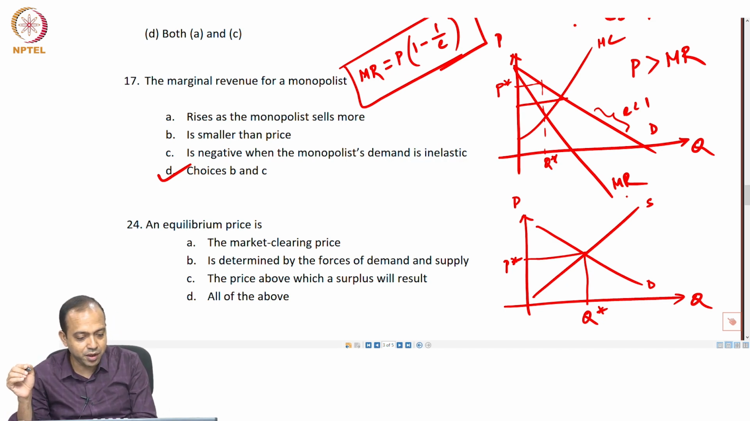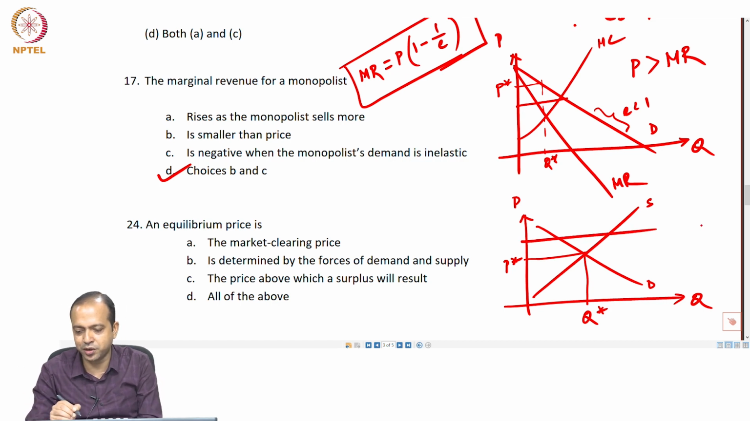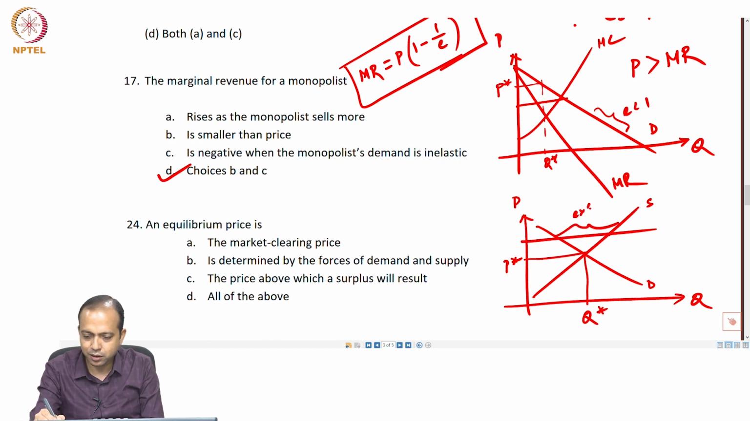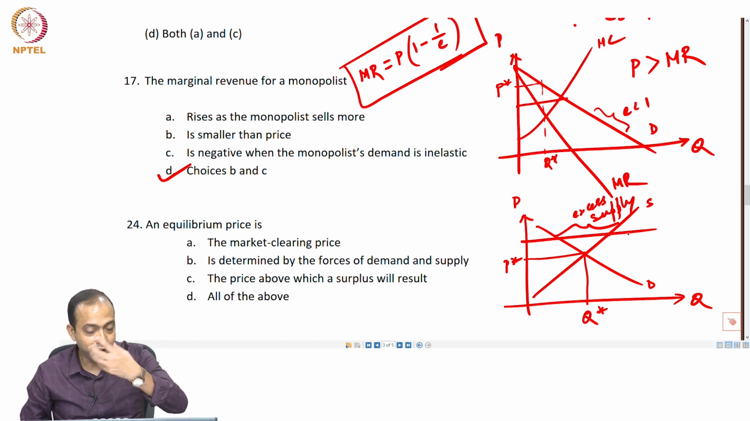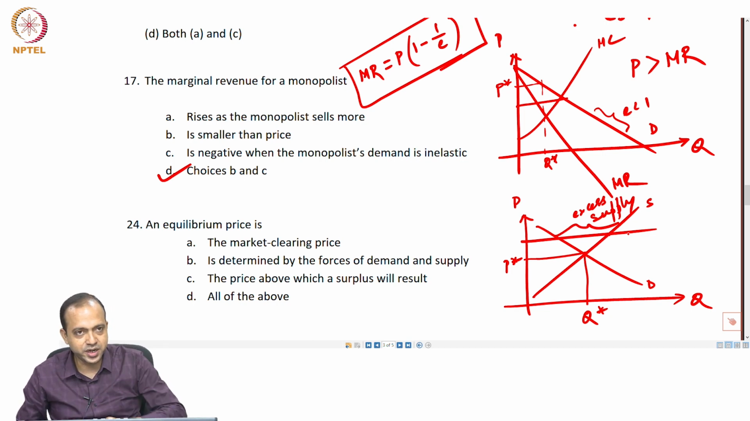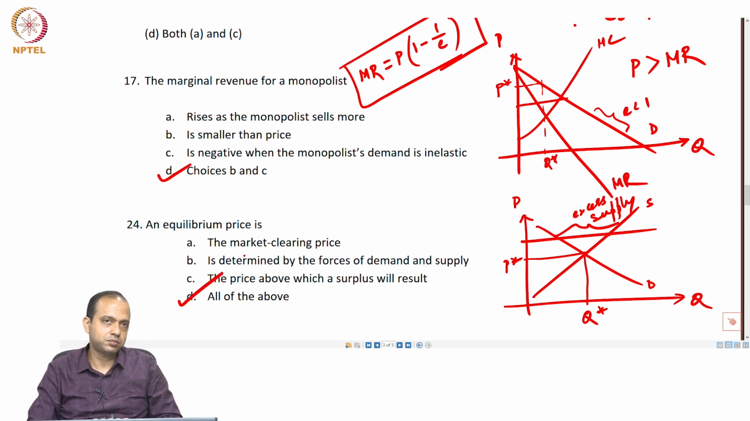The price above which a surplus will result. So, if you take any price above the equilibrium, see, the supply is more than the demand. So, there would be excess supply. So, any price above the equilibrium price will result in excess supply. So, the answer should be all of the above, an equilibrium price.